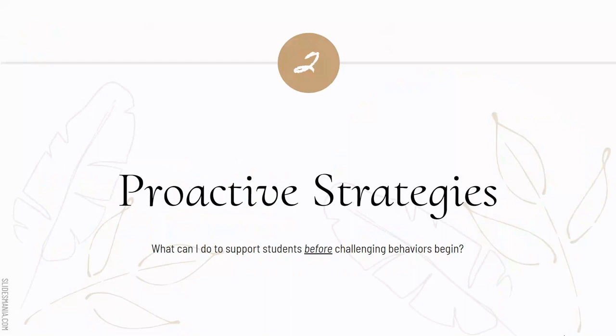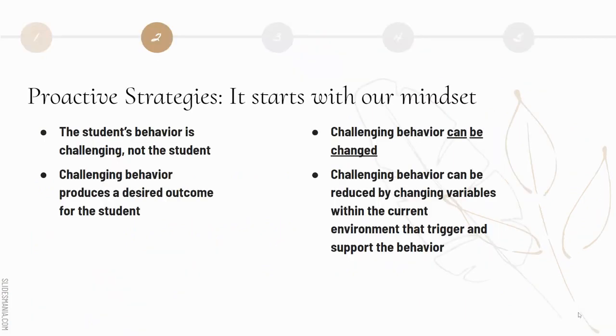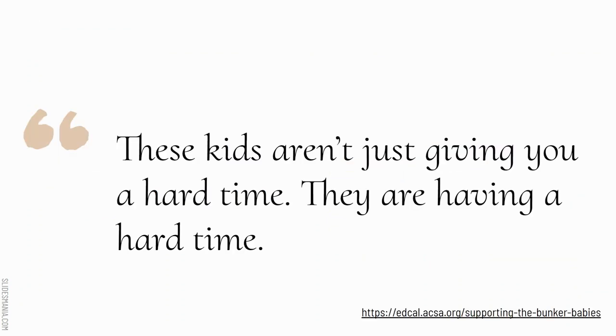Now we're going to take a look at some proactive strategies that we can use before challenging behaviors begin. Proactive strategies start with our mindset. We need to keep in mind that the student's behavior is challenging, not the student. Challenging behavior produces a desired outcome for the student. Challenging behavior can be changed, and that challenging behavior can be reduced by changing variables within the current environment that trigger and support the student's behavior. The kids aren't just giving you a hard time, they are having a hard time.